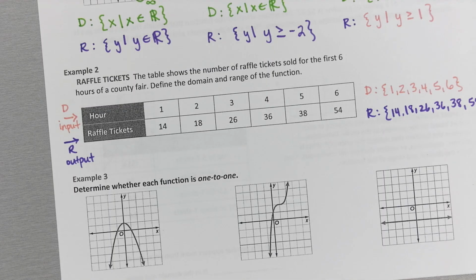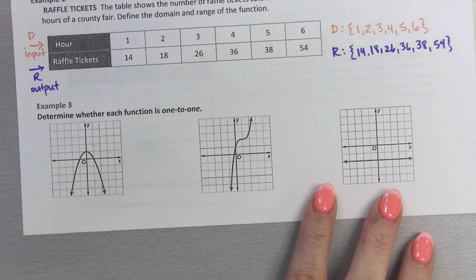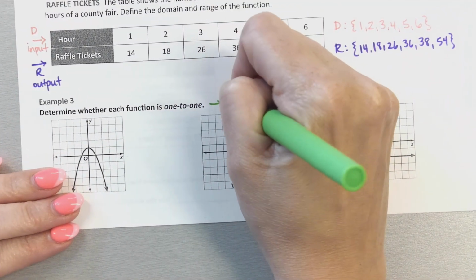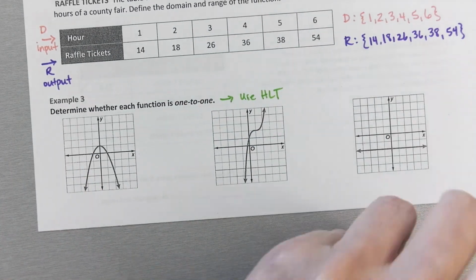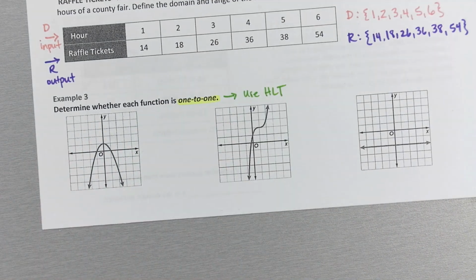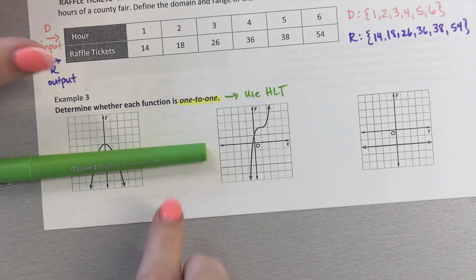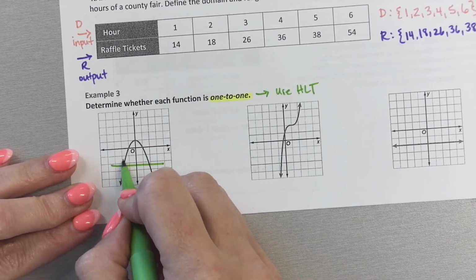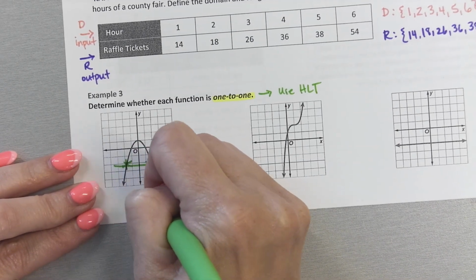All right, and then we're going to decide whether or not functions are one-to-one. So this is where you're going to use the horizontal line test. So use the HLT for these. Anytime it's one-to-one, you're going to use the HLT. A lot of times I'll just use my writing utensil. So if I can hold it horizontally and it hits more than one point, like this, that means it's not one-to-one.